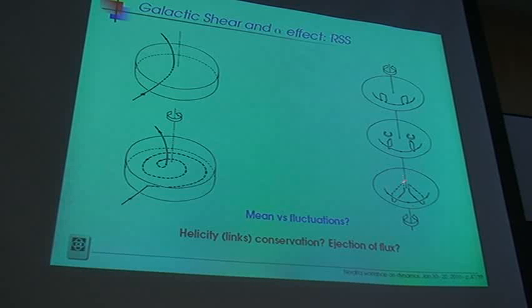And as I said, losing this top part is something which has often been emphasized, in particular by Russell Kulsrud. And he's not worried about mean and fluctuations or helicity or any of these things. He's worried only about losing that top bit of the flux. And this is what he often worries about. But I am not going to do that here.